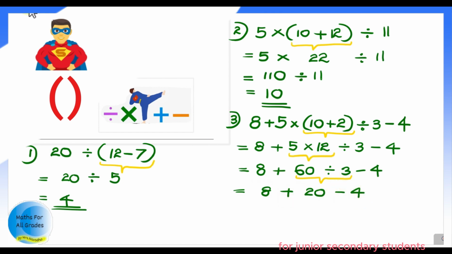Now all you've got here is addition and subtraction. So the rule is start from left to right. Let's do this addition first. 8 plus 20 equals 28. 28 minus 4 equals 24. This is the final answer.